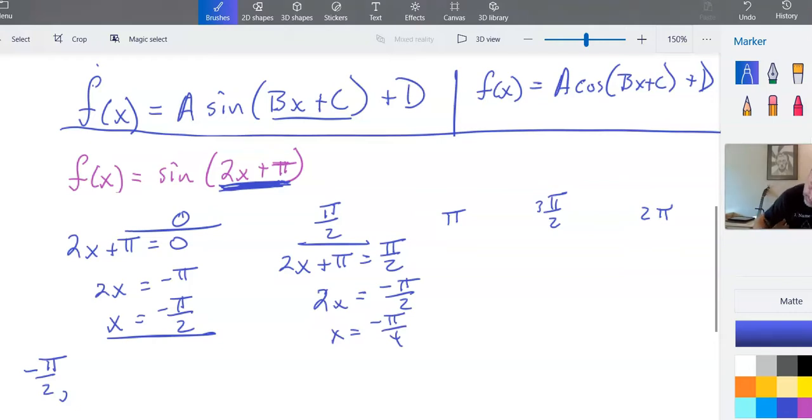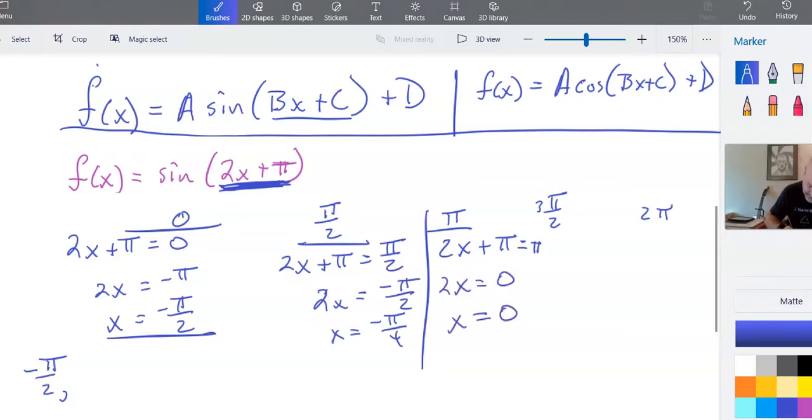Now, let's start separating these. If I'm looking at pi, 2x plus pi equals pi. I'm going to run out of room here real quick. If I subtract pi, I get 2x equals 0. So x equals 0 here. So let's see, we have negative pi over 2, negative pi over 4. We just found 0. Now we need to do 3 pi over 2.